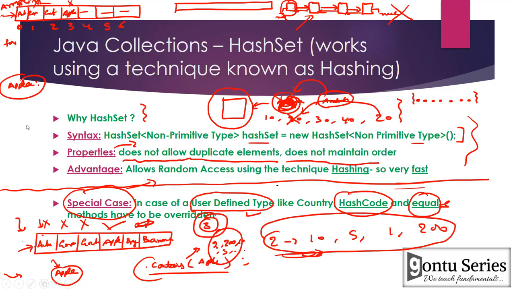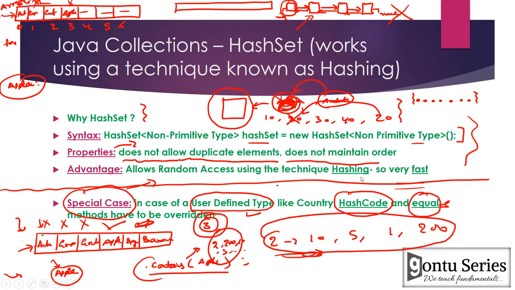So this is all about HashSet. Advantage, because it's very fast. Remove and contains methods are very fast. That's what I've said here. And it's able to do that without comparing the element you are searching for with the existing elements, using a technique known as hashing.